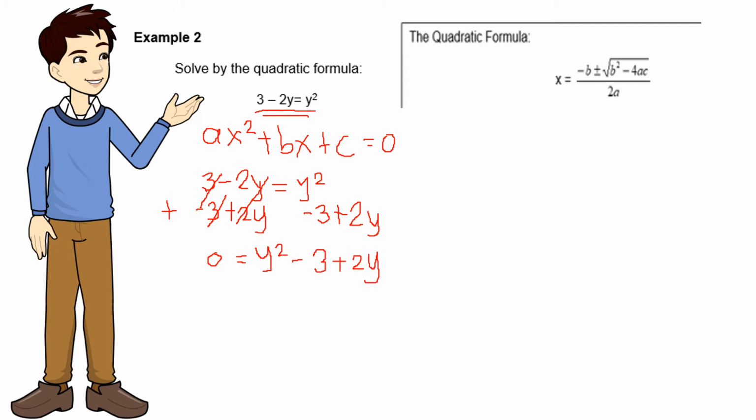So, iset lang natin in proper position, dapat yung 2y natin serve as our bx within the middle term. So ilalagay natin y squared equals y squared plus 2y minus 3, then equal 0. So this serves as now our standard form.